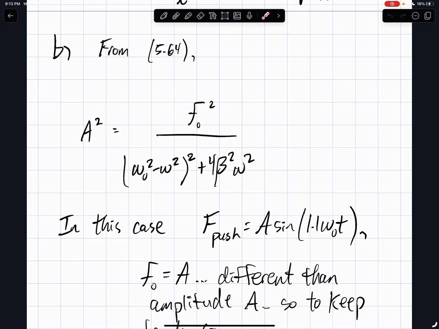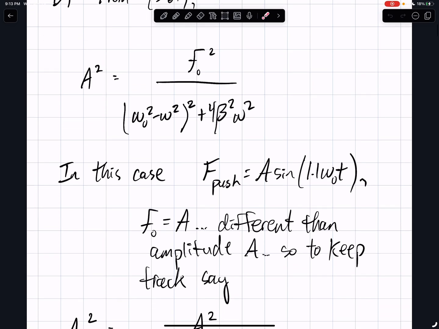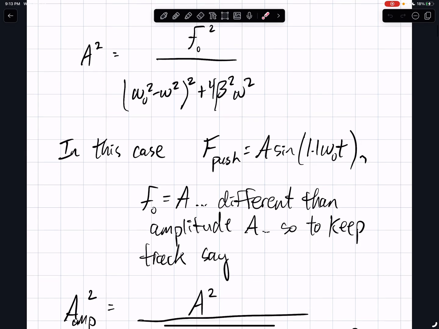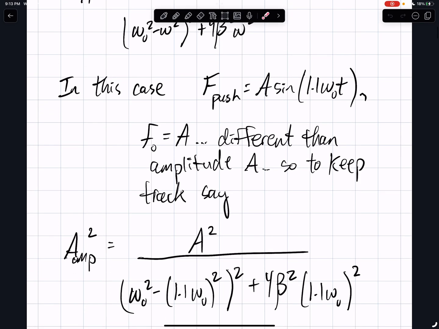Now in this question, there's a little bit of confusing notation: the push amplitude is A, and we're trying to find the amplitude of the resulting motion, which is also an A. So we need to keep those separate. Let's call the amplitude we want to find A amp. So A amp squared equals A squared over the difference of the squares of the frequencies, so the resonant frequency, and then the push is at 1.1 times the resonant frequency here. All that squared plus 4 beta squared 1.1 omega naught squared.